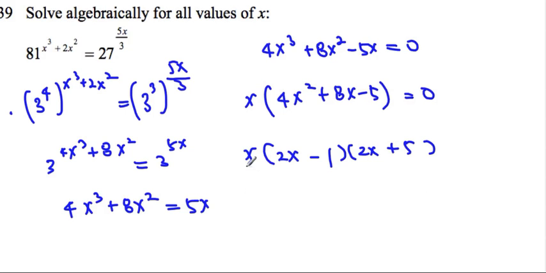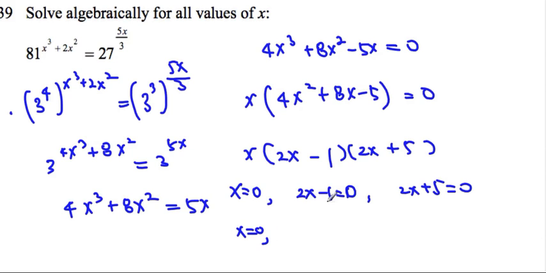So here x can be equal to 0. Over here, 2x minus 1 can be equal to 0, or 2x plus 5 is equal to 0. Here x is equal to 0. And here, adding 1 and dividing by 2, x becomes 1/2. Here, subtracting 5 and dividing by 2, x equals negative 5 over 2. Now when you plug in 0, you get 0 for the exponent, which makes each side equal to 1. So that's okay. How about 1/2?